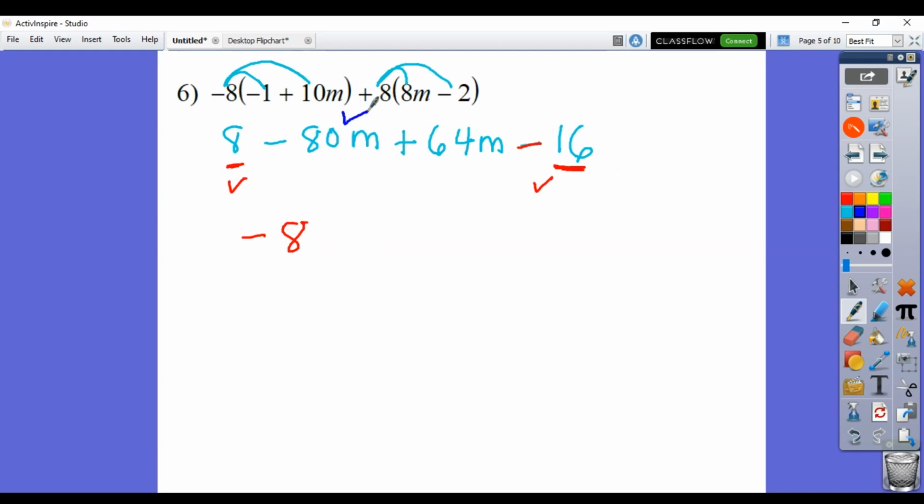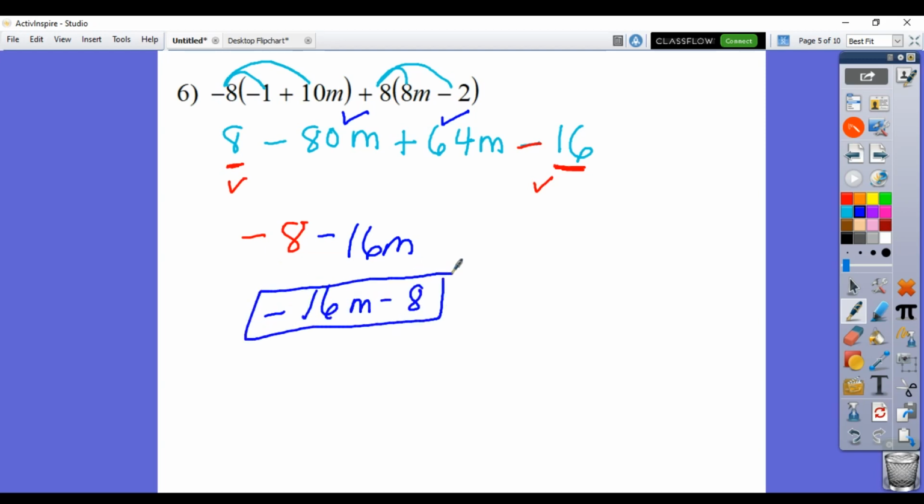And then -80m plus 64m will give you, since 80 is negative and it's bigger digit-wise than 64, it will carry the sign. So this will become -16m. Since they're both like terms that have m's, that's the answer. Some teachers would like to write -16m minus 8. This is okay to me, but kaboom.